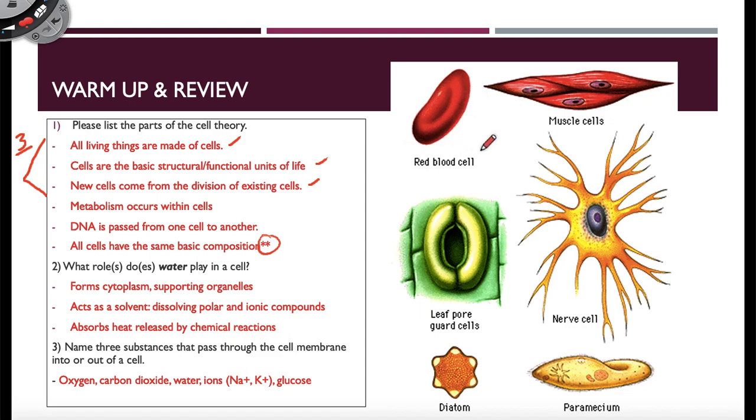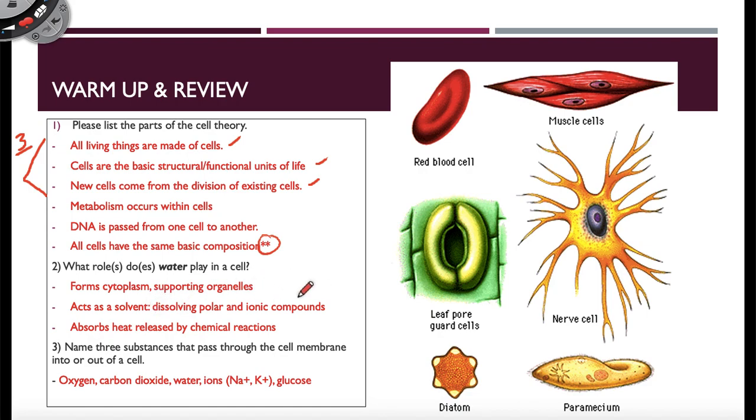It is very atypical. And here we see some muscle cells that have many nuclei. And here we see a nerve cell that also looks atypical in comparison to other cells. Here we see a plant cell, a diatom, and a paramecium, which are protists.